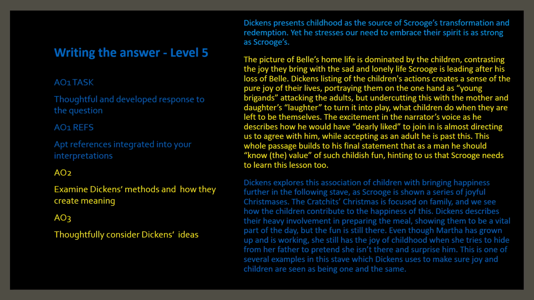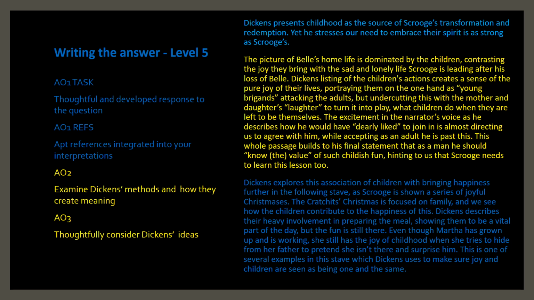Now, again, the Dickens contrasts idea goes into a bit more depth here. The listing of the children's actions creates a sense of the pure joy of their lives. Now, I'm not giving evidence of that, I'm just saying it happens. And obviously the examples we're giving are part of that listing. So what I'm doing here for level 5 rather than level 4 is, rather than just taking one small example, I'm showing an understanding that this example is part of a bigger thing that he's doing that creates a sense of pure joy. So again, it's a more thoughtful and definitely a more developed understanding of what he's doing.